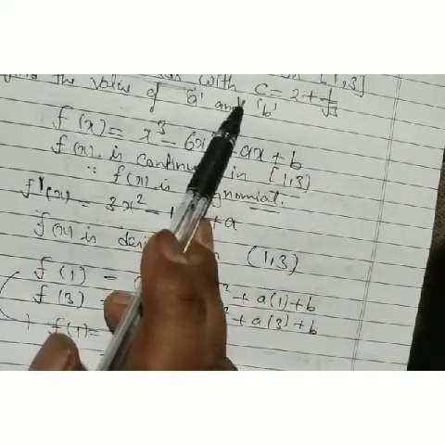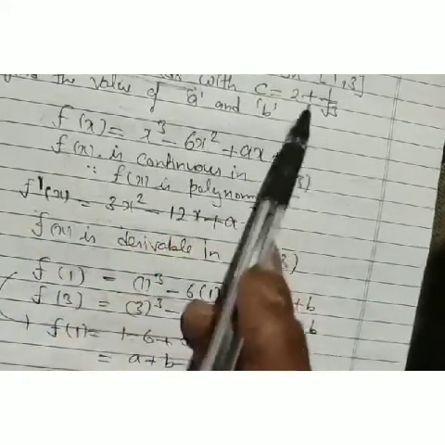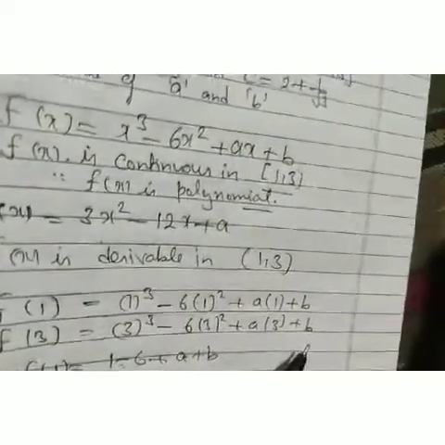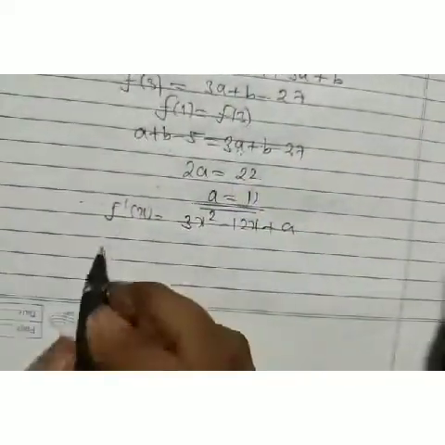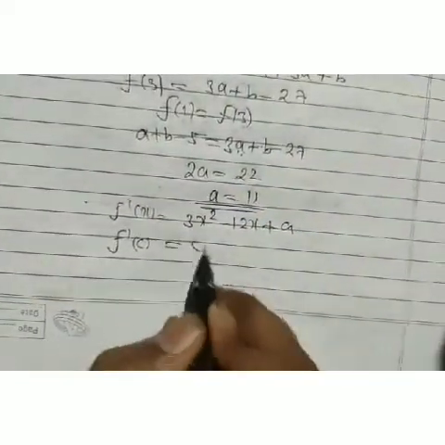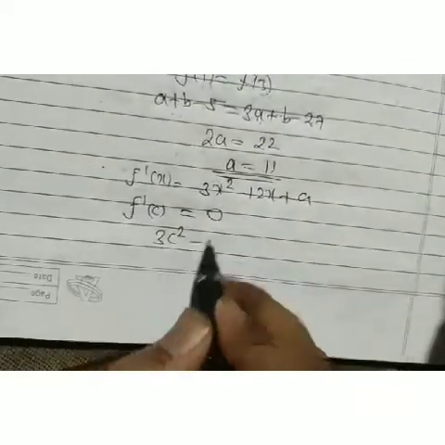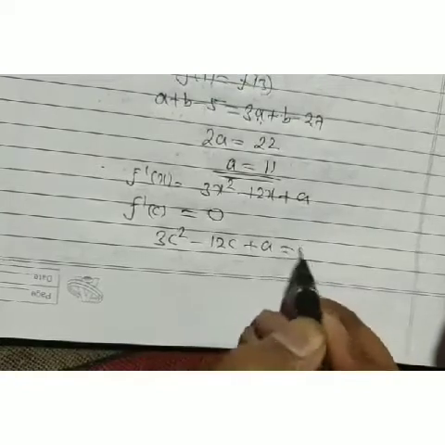If we are going to find any c which belongs to our (1, 3), it's given that c belongs to (1, 3) there. Then it holds. Then our f dash c is what? It's 0 there. Then what is our f dash c? It's 3c square minus 12c plus a equal to 0.